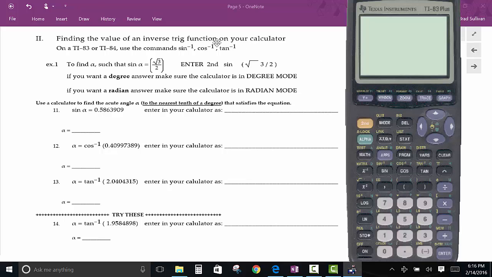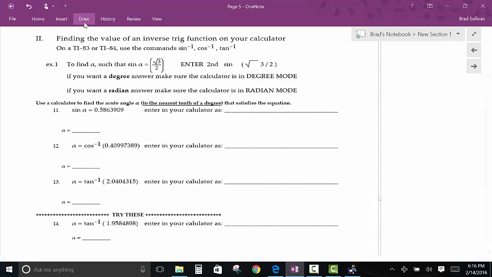Okay, so one of the first things that we want to do is enter, like on this we're looking at, if I say sine of alpha equals 0.5863909, what you're really doing is you're looking for the angle alpha. So the way that you enter this in your calculator is you enter it as inverse sine of, and then you put that number 0.5863909 in, and so forth like that, okay? And then you'll get an answer.